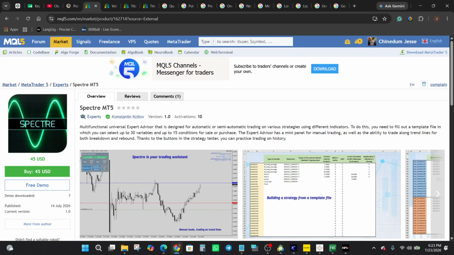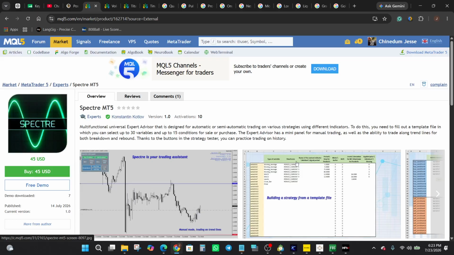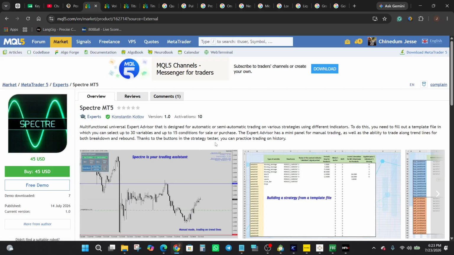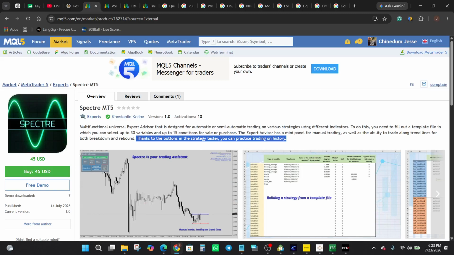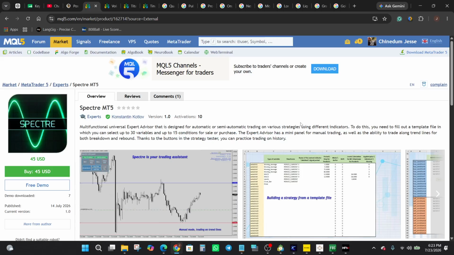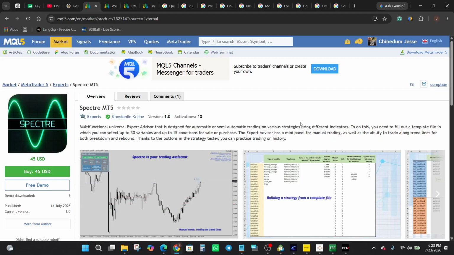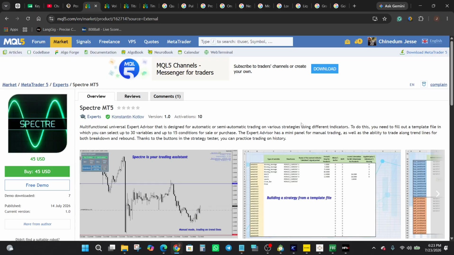One feature that stands out is the integration with the MetaTrader strategy tester. The developer explains that the built-in buttons allow traders to practice historical trading directly inside the tester, making Spectre useful not only for automation but also for strategy development and testing. Now, because of its flexible design, the marketplace page doesn't recommend one specific currency pair or time frame. That is largely because the behavior of the EA depends on how the user configures the underlying strategy rather than following one fixed set of trading rules.